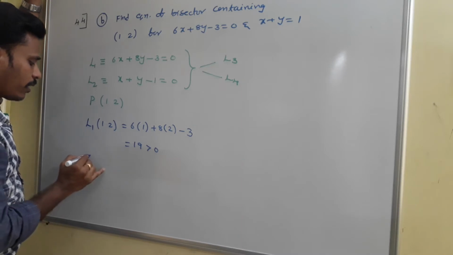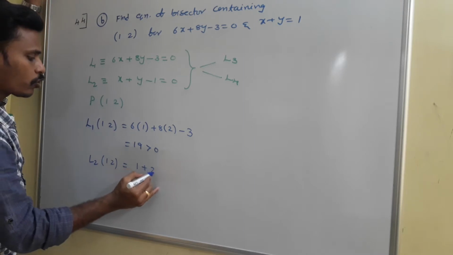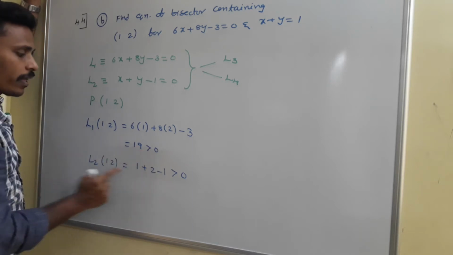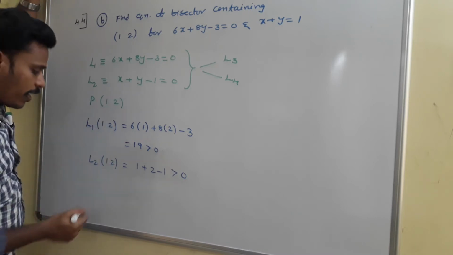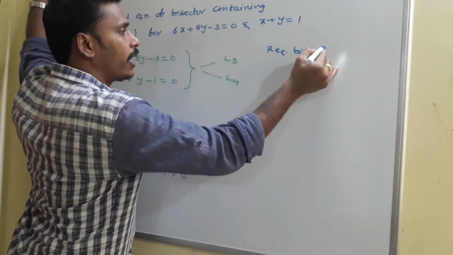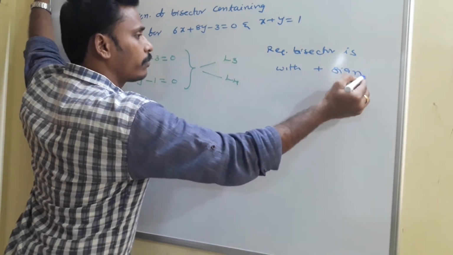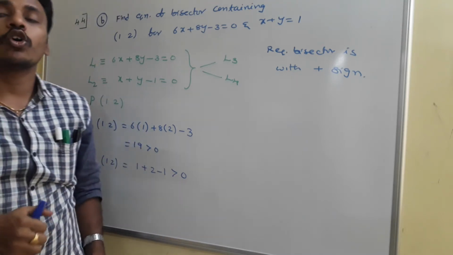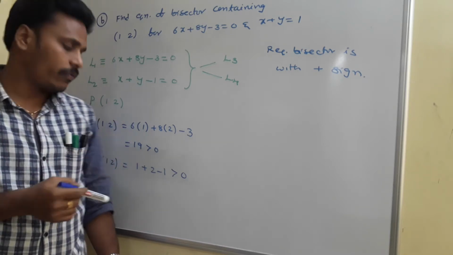And then substitute the point (1, 2) in the second line. 1 plus 2 minus 1, it is 2, again positive. So L1 is positive, L2 is positive, both are of the same sign. Since these two values have the same sign, our required bisector is with which sign? With plus sign. There are two bisectors, one with plus sign and another with minus sign in the formula. Among those two, the answer for this problem is the one with the plus sign.